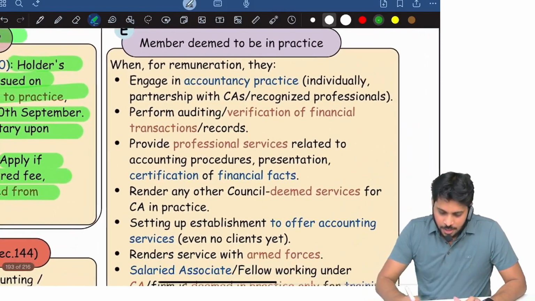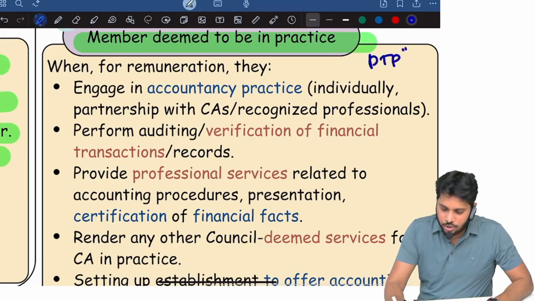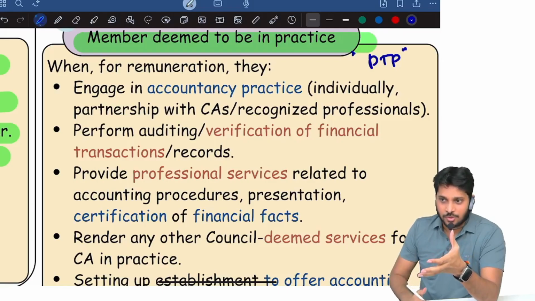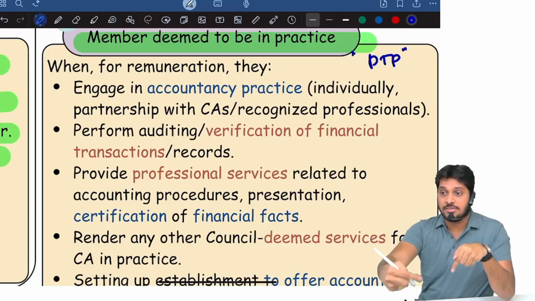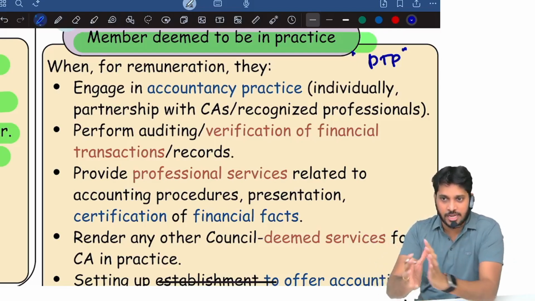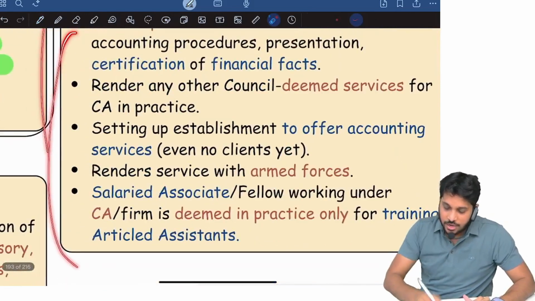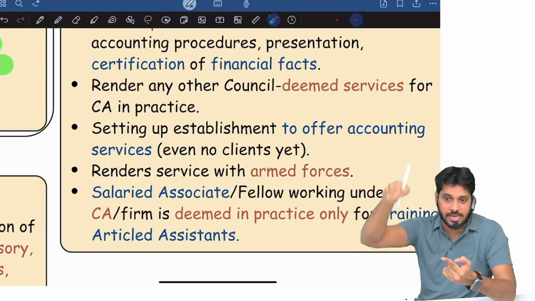Next, when is a person deemed to be in practice? This is the DTP definition, deemed to be in practice. This is important. This is like a charging section. If a person comes under this DTP provision, he is liable to apply for COP. If you are falling under the DTP section, automatically you are liable to apply for COP.